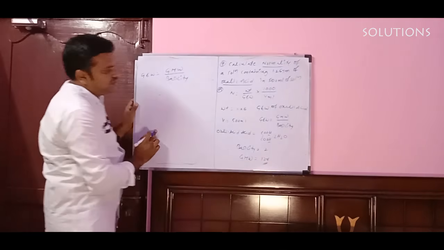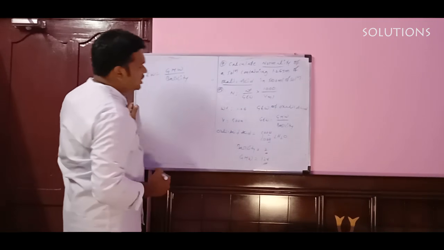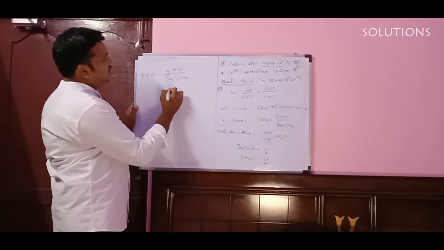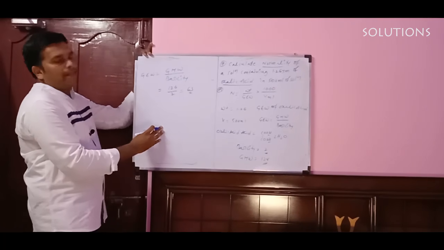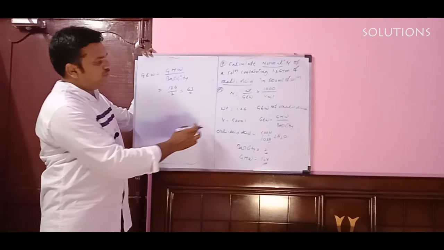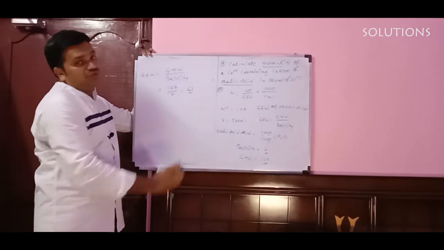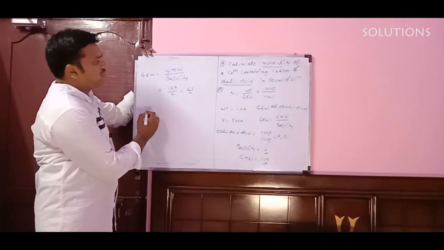What is the basicity here? From this, you are writing basicity as 2 only. So gram molecular weight is 126. Basicity is 2. Total, 63 you are getting. Clear? So we are finding the gram equivalent weight of oxalic acid, which is 63. Now substitute all the values.